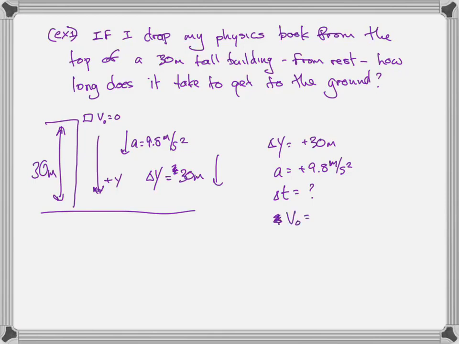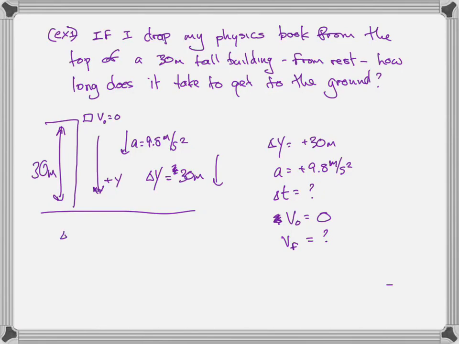My v initial is equal to 0, and my v final, what's v final? It's unknown, and we actually will not care about it. It is not 0 because we're talking about while it's undergoing constant acceleration. We don't care about what happens after it hits the ground. Okay. So we've done this kind of problem before, which is why I'm rushing through it.